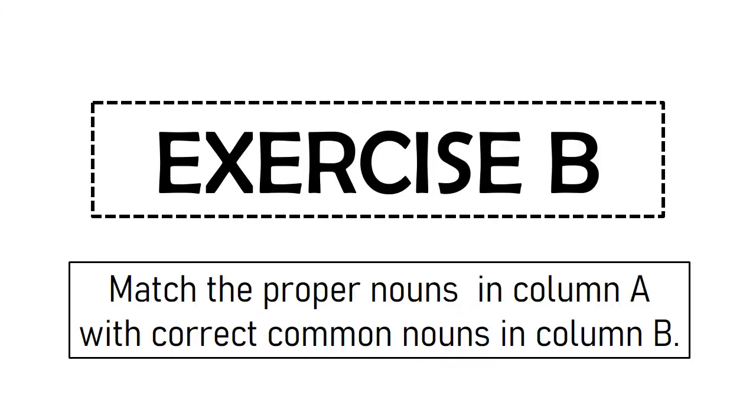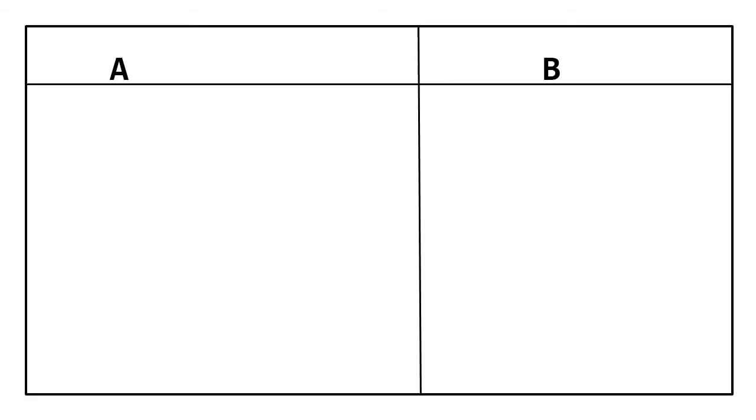Exercise B. Match the proper nouns in column A with correct common nouns in column B. In column A, we are given a number of words. But what you have to do? You have to match them because in column A, we are given the proper nouns, and in column B, we are given the common nouns. You have to find which proper nouns match with which common nouns. So you have to write them appropriately.